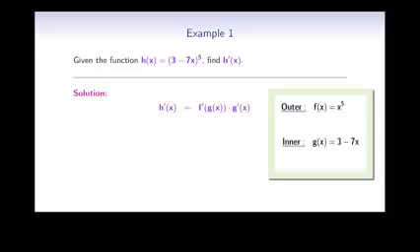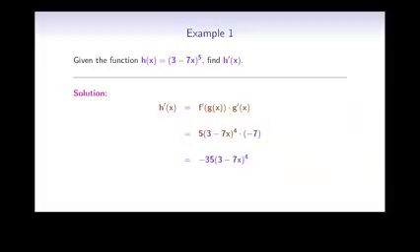Computing these derivatives, we see that h prime of x is 5 times the quantity 3 minus 7x to the fourth power times negative 7. 5 times the quantity 3 minus 7x to the fourth power represents the derivative of the outermost function x to the fifth evaluated at the innermost function 3 minus 7x, times negative 7, which represents the derivative of the innermost function 3 minus 7x. Simplifying, we see the derivative of h at x is negative 35 times the quantity 3 minus 7x to the fourth power.